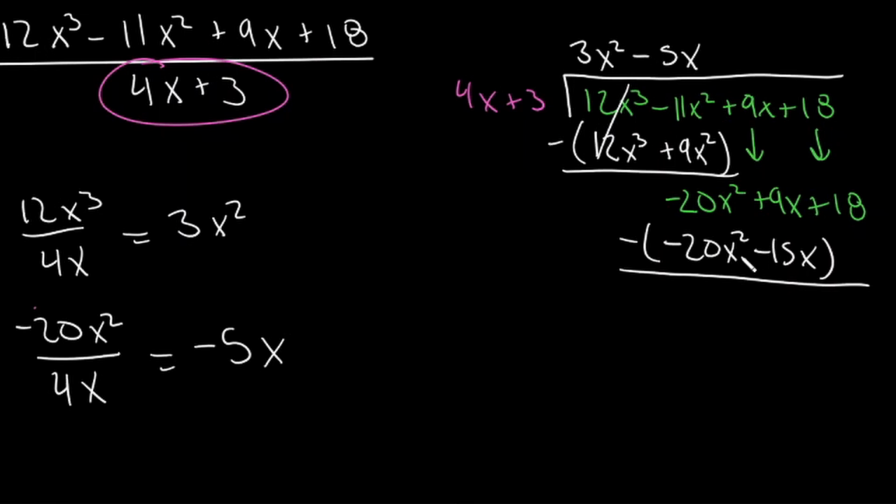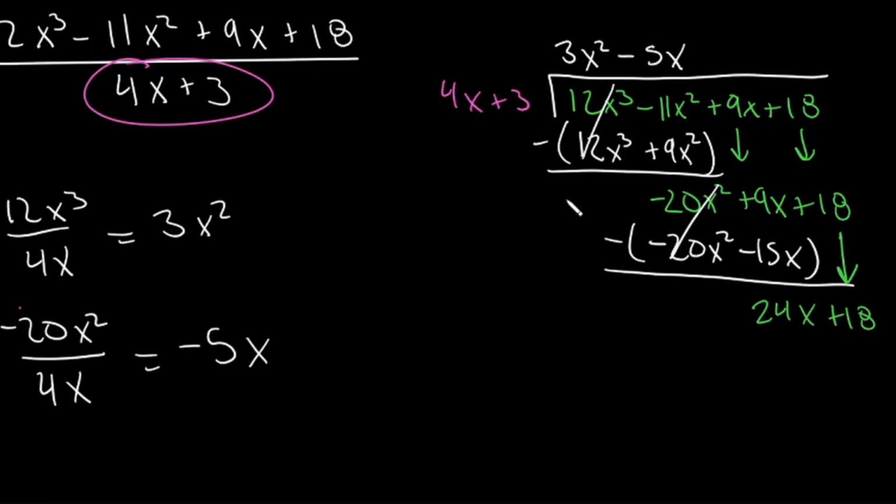So negative 20x squared plus 20x squared, that's just going to cancel. And then 9x minus negative 15x. So that's going to be plus 15. So what is 9 plus 15? That's going to be 24x. And then we bring down our 18, and that's going to be 24x plus 18.